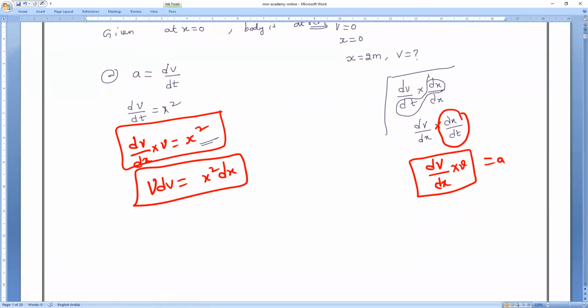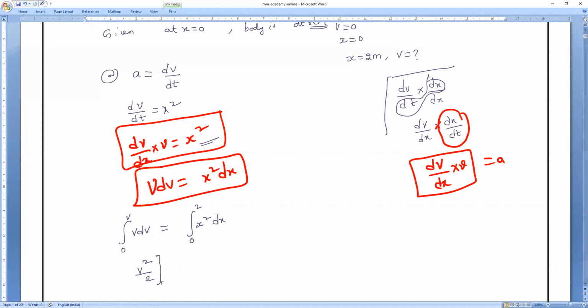Okay, so v dv. Now you can apply limits. Is it a definite integration or indefinite integration? Limits we know, 0 to v, that is velocity, for v dv, is equal to 0 to 2 for x squared dx. You can apply the integration now. v dv gives v squared by 2, and x squared gives x cubed by 3.